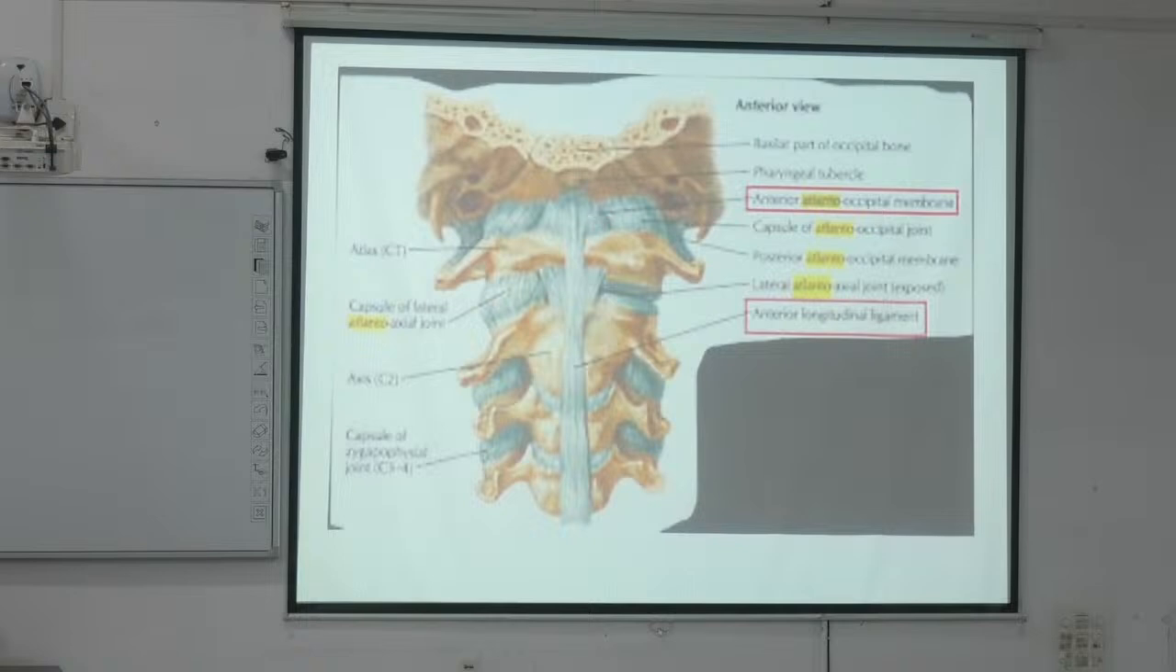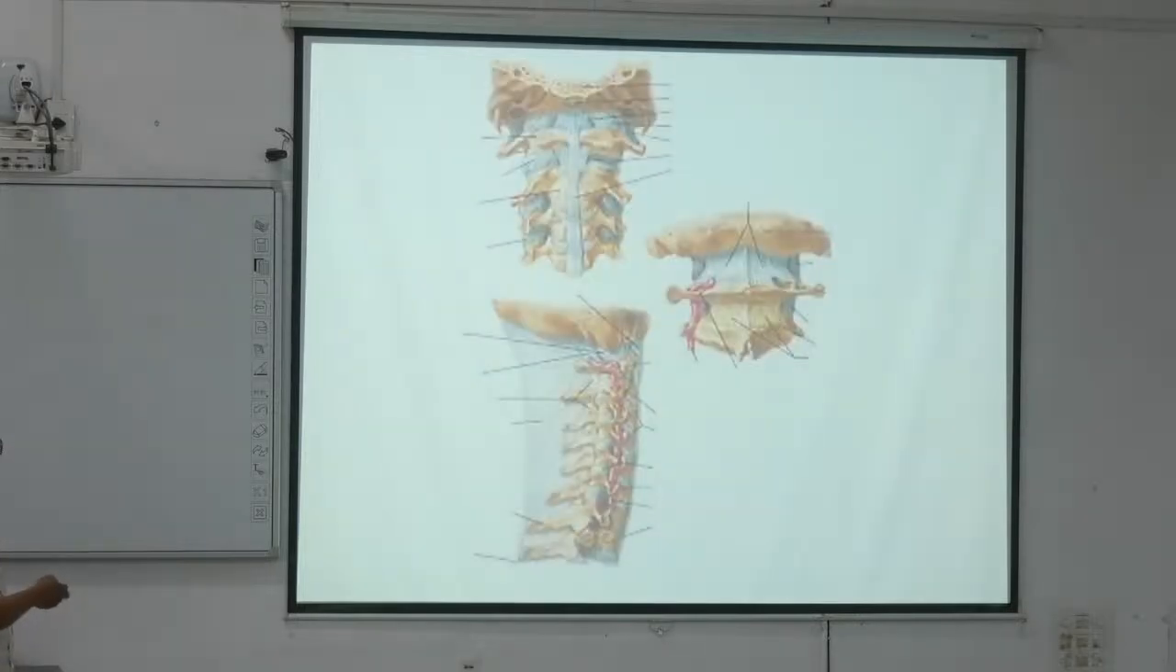So this is the anterior atlanto-occipital membrane, this area. And this is the capsular ligament of the atlanto-occipital joint. This anterior atlanto-occipital membrane extends from the superior border of the anterior arch of the atlas to the anterior margin of the foramen magnum. That is the anterior atlanto-occipital membrane.